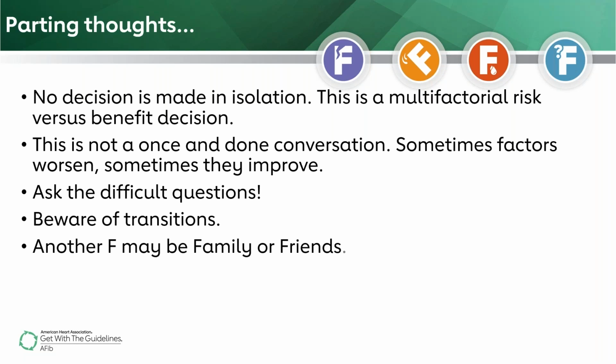Another F may be family and friends. I guess the F around the difficult questions and being able to afford their meds would be financial, but the other F may be family or friends. And if you can elicit help from a family member or a friend to help monitor things at home, that is really key.